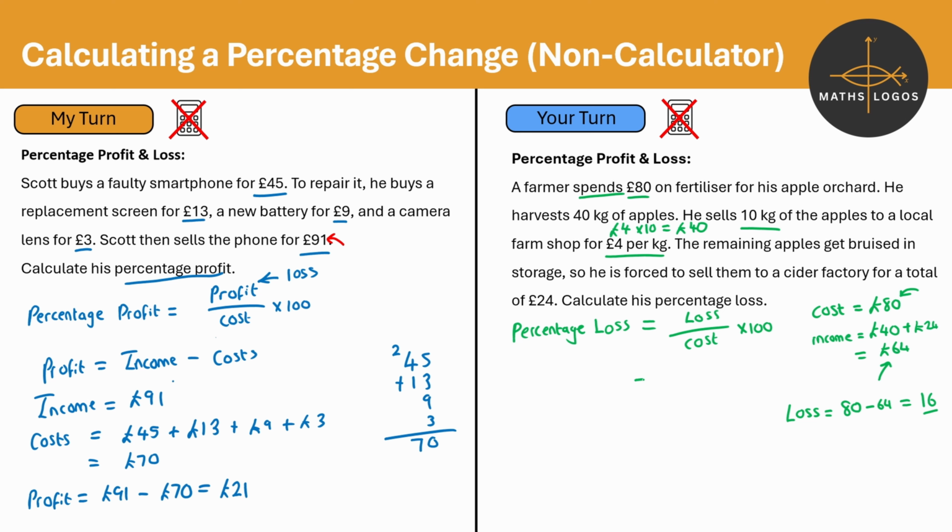Let's go back to our formula and pop that in. The loss is £16. Remember, it's relative to the cost. In this case, £80 for the fertilizer multiplied by 100. I can divide both of these by 8. 16 divided by 8 is 2, and 80 divided by 8 is 10. So 2/10 is 0.2. And then we can multiply that by 100 to turn it into a percentage, which is 20%. So it's a 20% loss.